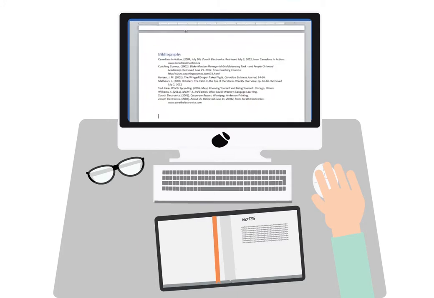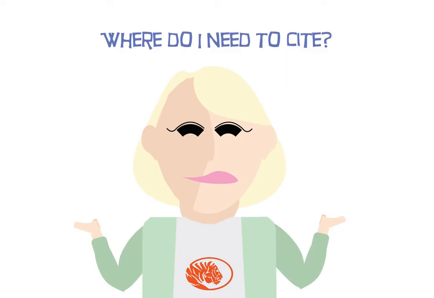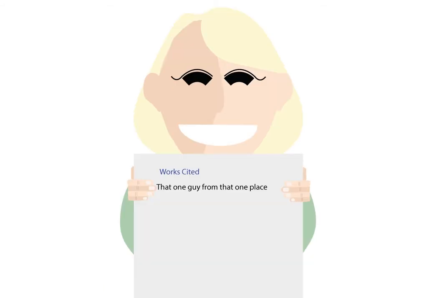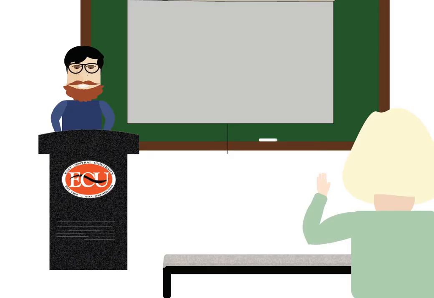Where do I need to cite? There are two places where you need to cite your sources. You need to cite your source in the body of your document and in a list of sources at the end of your paper. Your list of sources at the end of your paper can be called a bibliography, works cited list, or reference list. Remember, always ask your instructor which style manual to use.